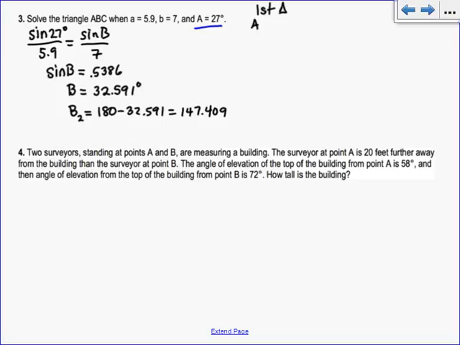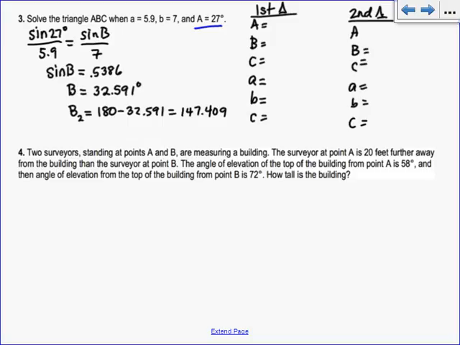So we'll say first triangle, second triangle. It's annoying writing out the answers. I know. I make these keys as well. All right, so I'm going to have 27 and 27. Write down all the things that we had originally. B was 7, B was 7, A was 5.9, and 5.9. So we're good there. But B1 was 32.591, and B2 was 147.409. So that's the obtuse one.